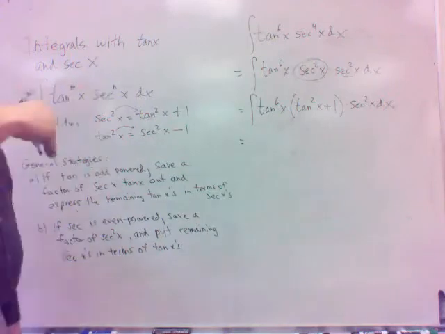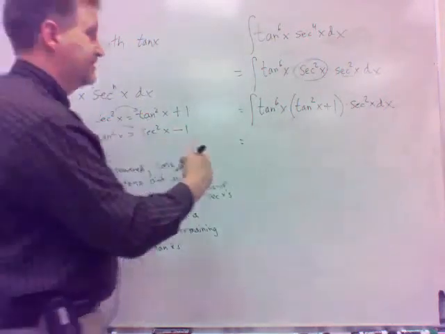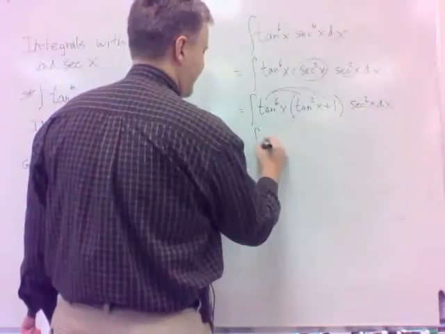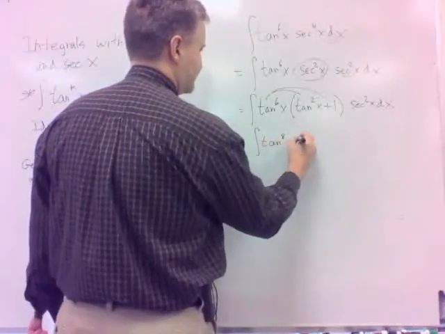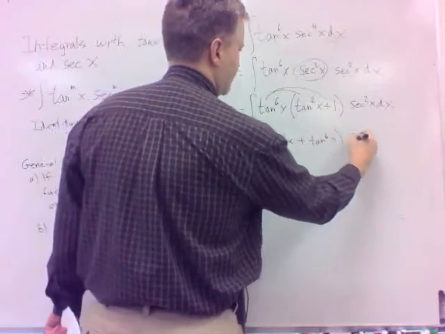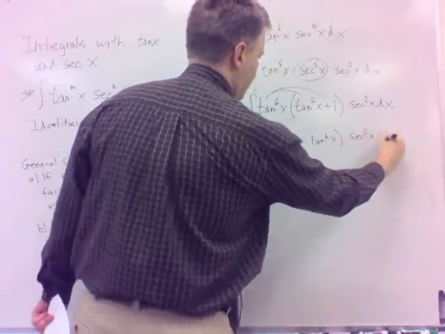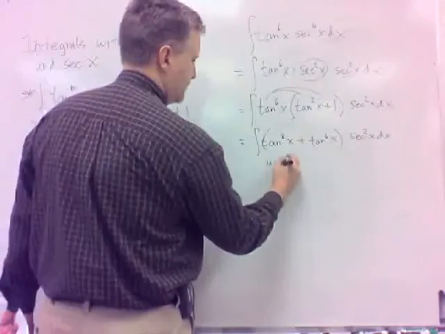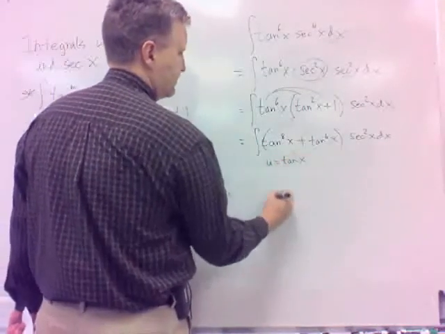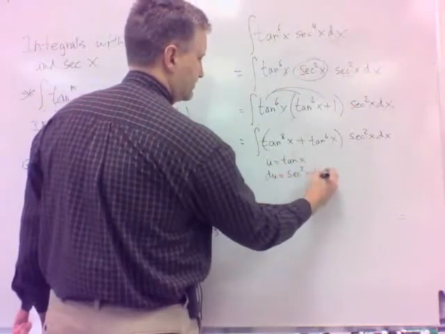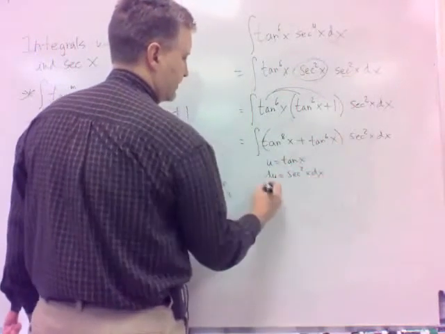It's going to be like the first sine cosine one we did. That's the only good news I got for you. So that'd be tangent to the 8th x plus tangent to the 6th x times secant squared x dx. And yes, a u substitution is going to work out nicely here. u is tangent, so du would be secant squared x dx. That's going to work out nicely, isn't it?